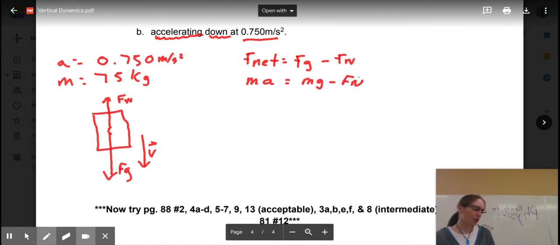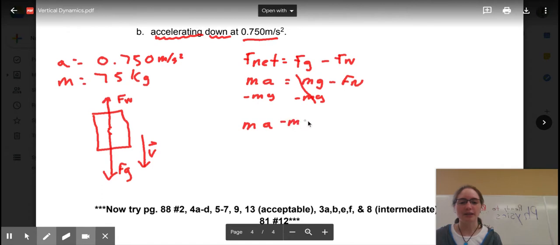Okay, so ladies and gentlemen, let us solve. Now I'm trying to solve for my FN here. I'm trying to find my apparent weight. So I've got to get rid of that Mg. I'm just going to subtract it out of there. Okay, so now my MA minus Mg is going to equal my negative FN.